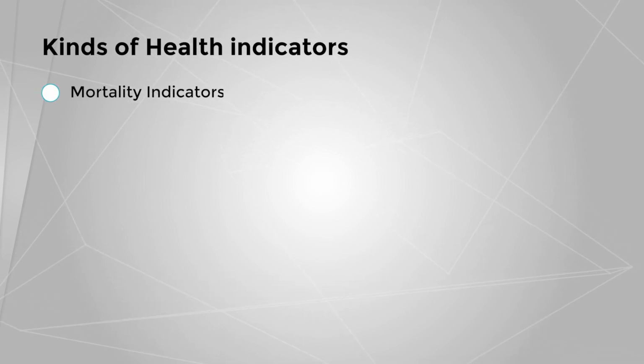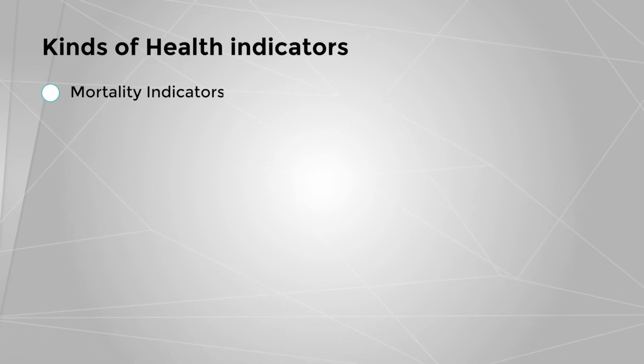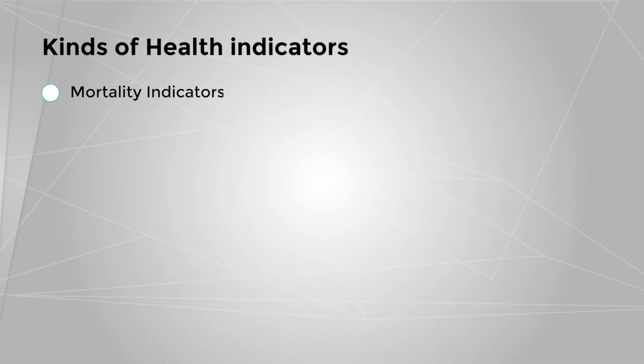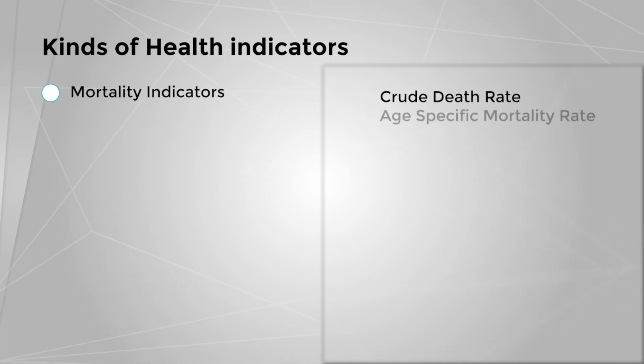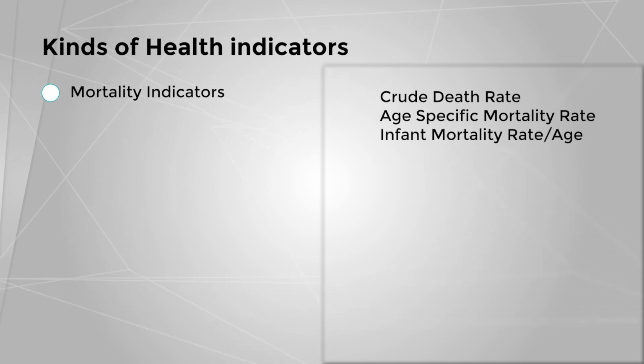Mortality indicators. These include measures that are discussing the deaths in a population. For example, crude death rate, that is the total number of deaths per year per 1000 population. Age specific mortality rate. Mortality rate within a specific age group is calculated by age specific mortality rate. Infant mortality rate. This is the number of deaths of infants under 1 year per 1000 live births.